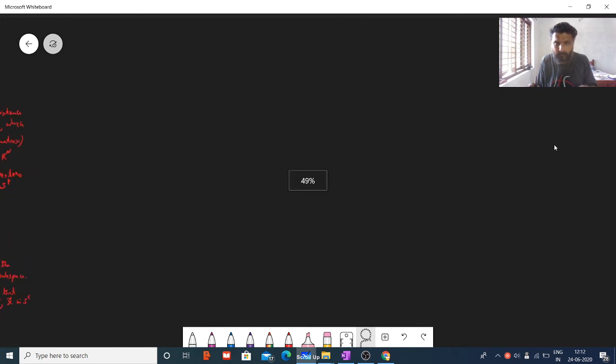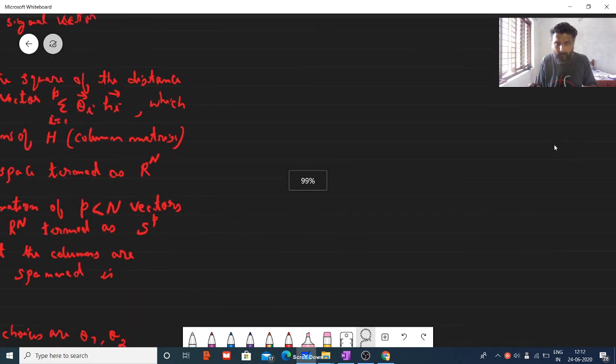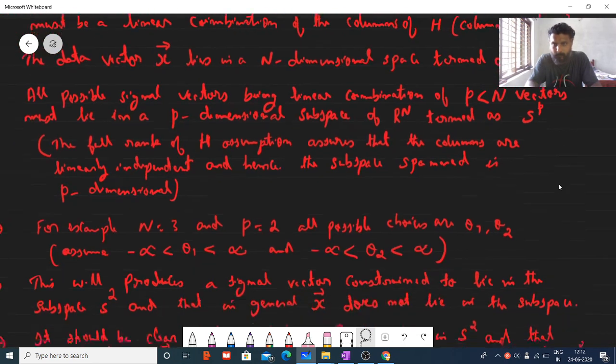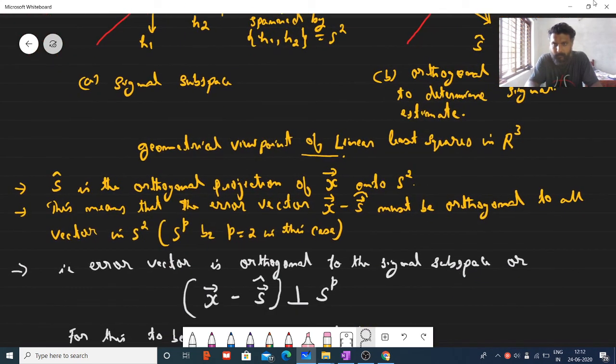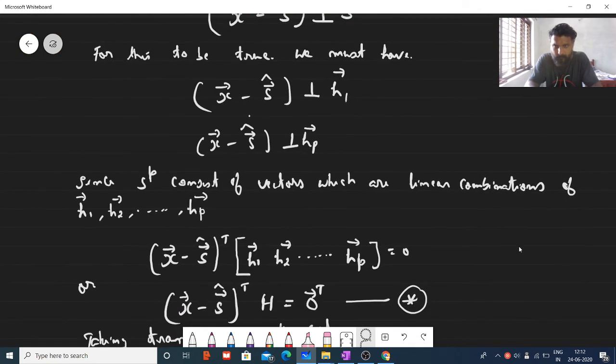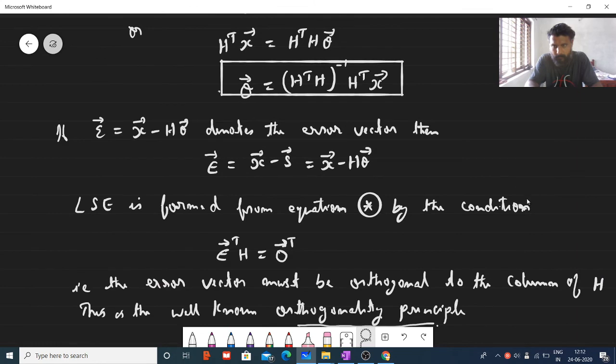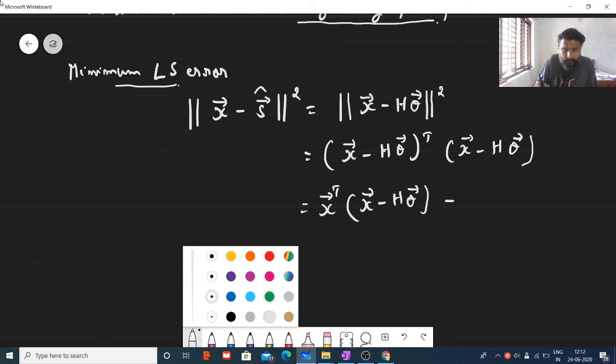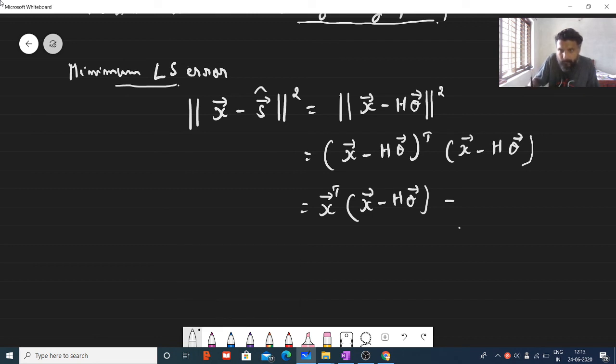It is going somewhere else. So I'm using the Microsoft whiteboard. That is why I am not so familiar with this one. Okay. Into minus, I'll take this, sorry, that is h theta transpose into x minus h theta.